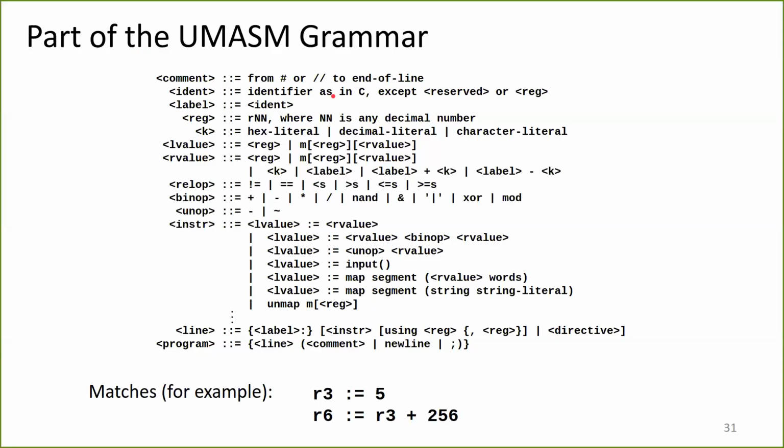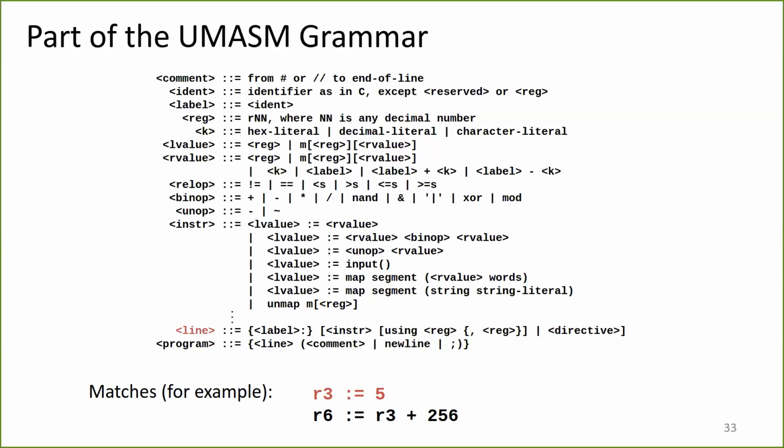So given these two potentially valid lines of UMASM code, how can we check if they're valid statements in the language? Well, we can see if this grammar can describe them. Okay, so let's see if this first line is valid according to the grammar.